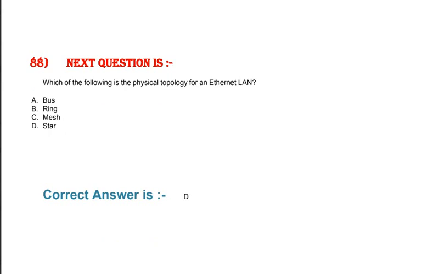Question is, which of the following is the physical topology for an Ethernet LAN? Option A, bus. Option B, ring. Option C, maze. Option D, star. Correct answer is option D.